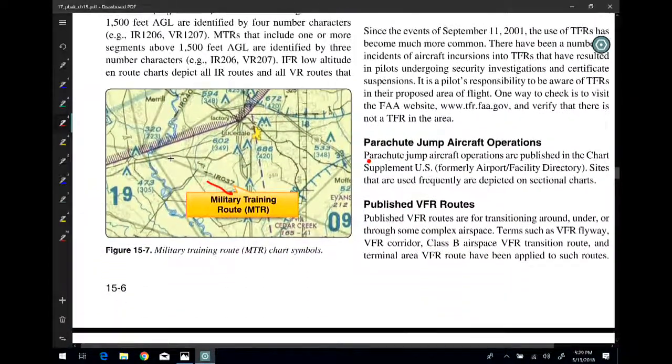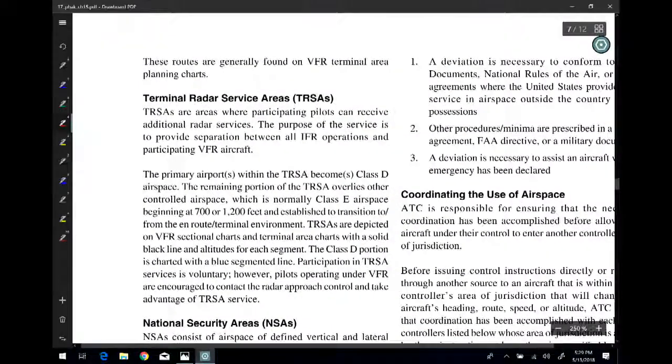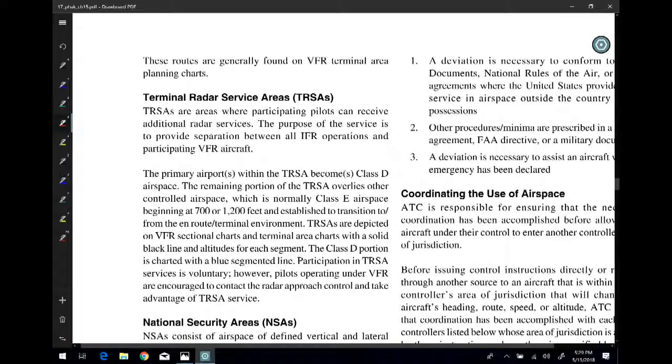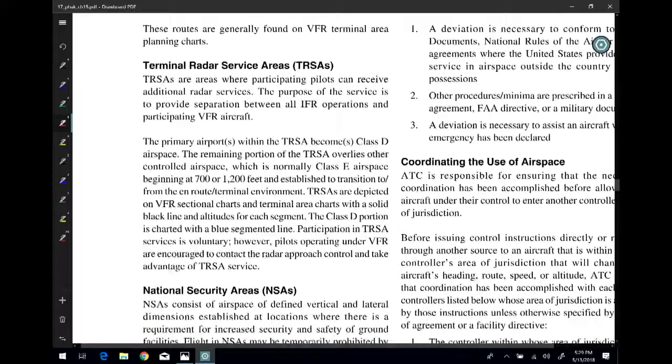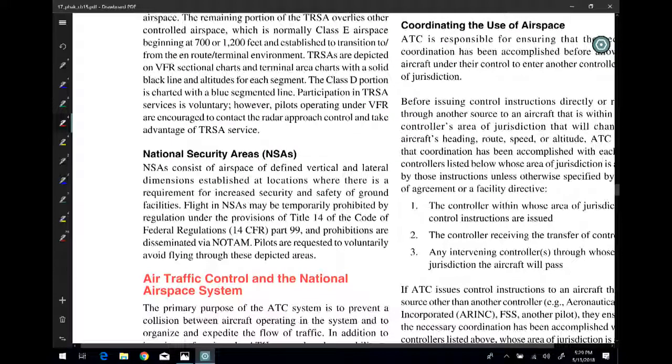Parachute jump operations, we talked about that. Published VFR routes, we talked about that. The terminal radar service areas, or TRSAs, are areas where you can get radar services near a larger airport, and you'll know where they are. These primary airports in and around Class Delta, Charlie, and Bravo airspace certainly will be areas where you can get radar services, even if you are a VFR pilot.